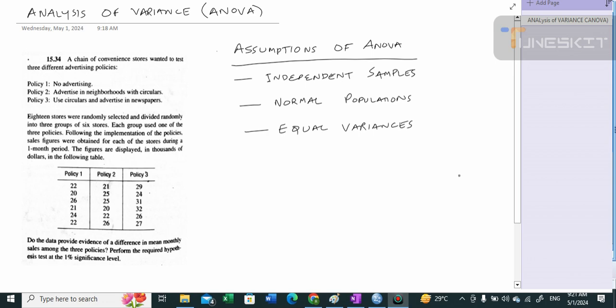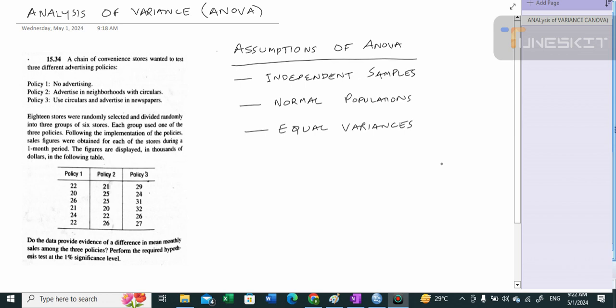Hello students, in this lecture video we are going to discuss analysis of variance, its assumptions and performing one-way analysis of variance using SPSS. So first of all, the assumptions of analysis of variance are independent samples, normal populations and equal variances. Now how do we identify that the given data set is based upon independent samples?